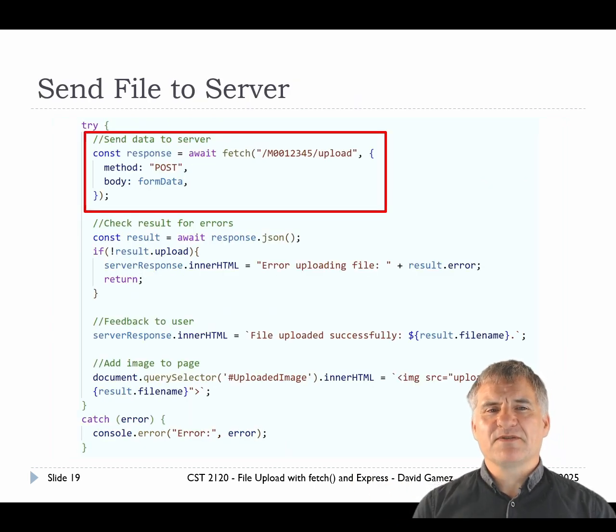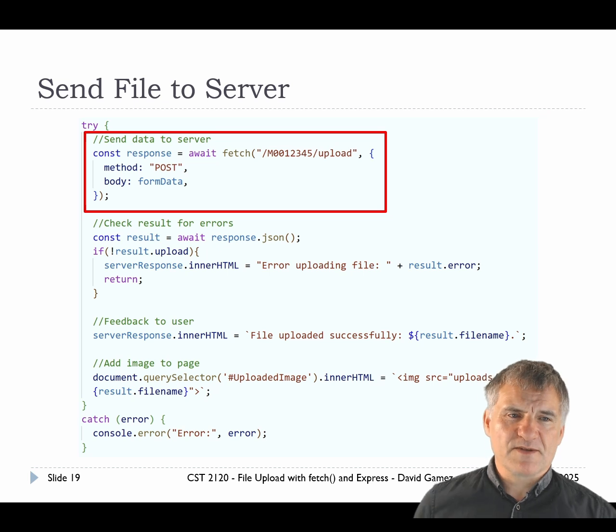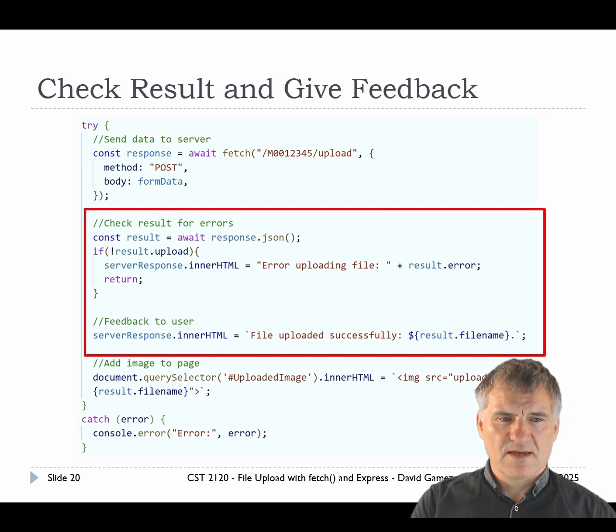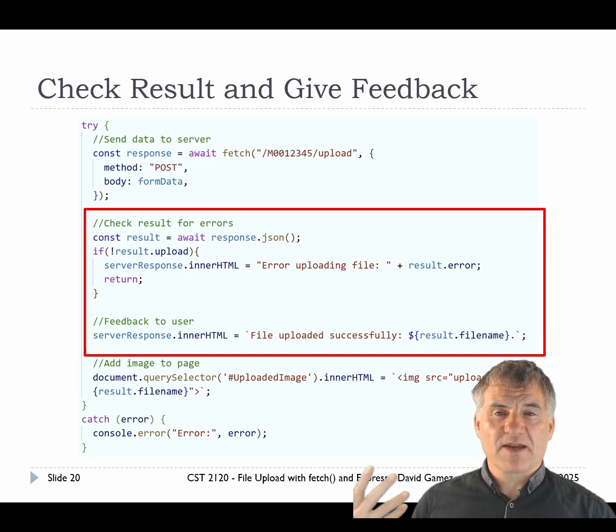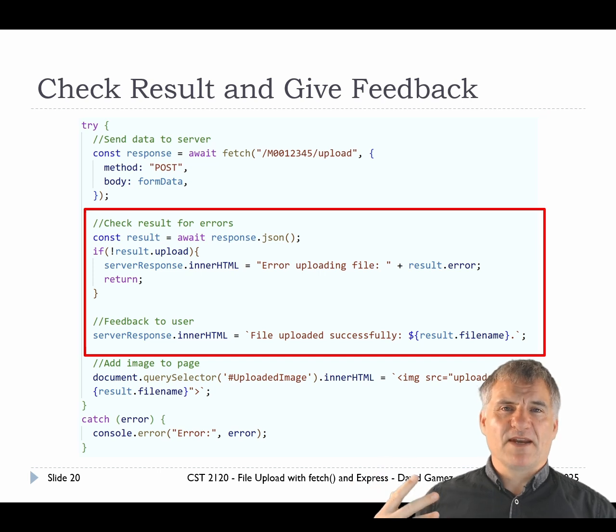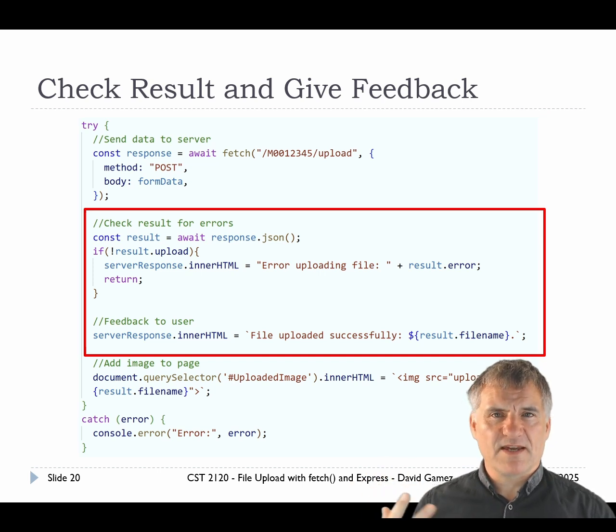Then to send it to the server is really easy. We just use a fetch request to our endpoint that we've created on our Express server. So it's post, and then we just send the form data as the body of the message. Then we run some checks. So if the server, as we'll see when we come to the server code, replies with an error if something's wrong, if the file's missing or it's the wrong name, this kind of stuff. And we use that feedback about success or failure to give feedback to the user.